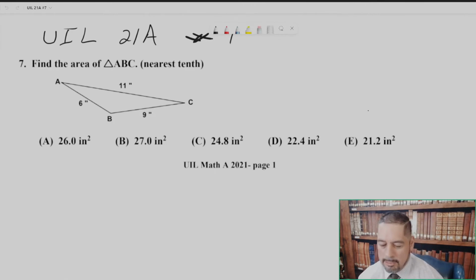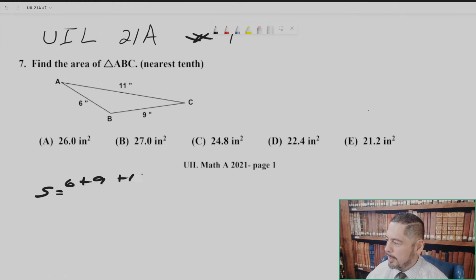All right. So the first problem we want to look at is a straightforward application of Heron's formula. UIL 2021 release A number 7. It says find the area of a triangle, and they give you a picture even with the side lengths being 6 inches, 9 inches, and 11 inches. And so a quick, straightforward application of Heron's formula, you're going to have to find the semiperimeter. And so as you would believe, you take all the sides, 6 plus 9 plus 11 divided by 2, and you can quickly do this in your head. 6 plus 9 is 15, plus 11 is 26, divided by 2 is 13.